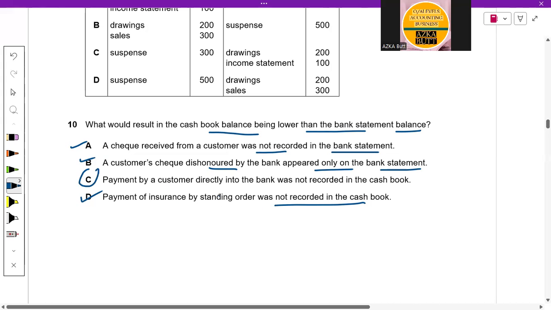Payment by a customer directly into the bank was not recorded in the cash book, because when a customer makes a payment directly to the bank without it being recorded in the cash book, the bank statement will show a higher balance because the bank has received the money. However, since this payment is not yet recorded in the cash book, the cash book balance will be lower than the bank statement balance until the cash book is updated. So that's why option C is the right option.